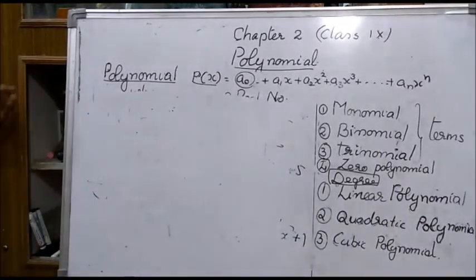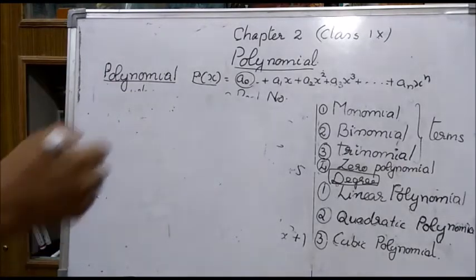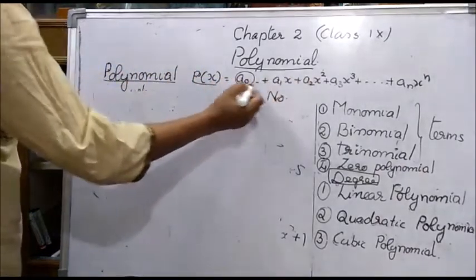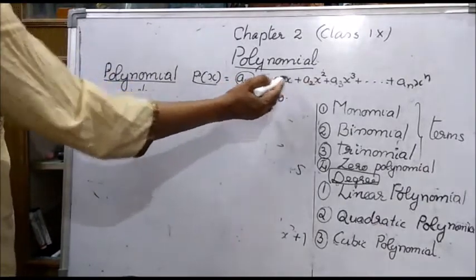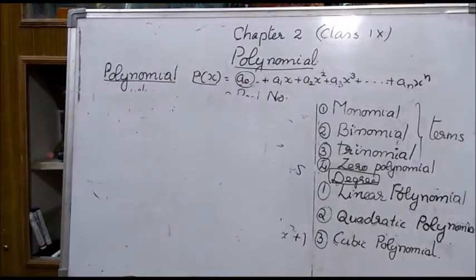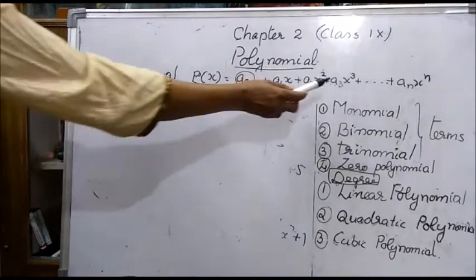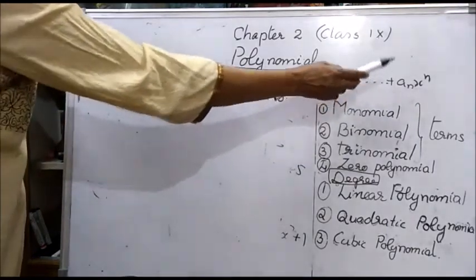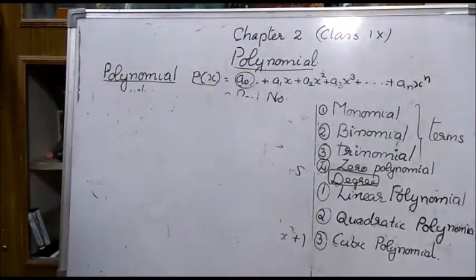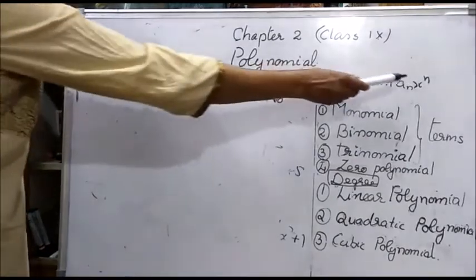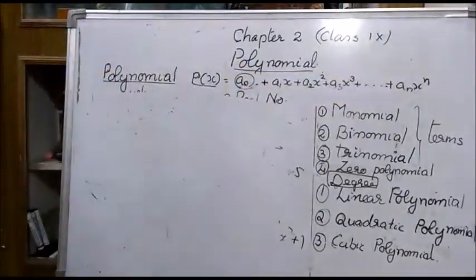Now, polynomial means p of x. The standard form of the polynomial is a0 plus a1x plus a2x square plus a3x raised to 3 plus, and so on, up to an x raised to n. Here the greatest degree is n, so the degree of this polynomial is equal to n.